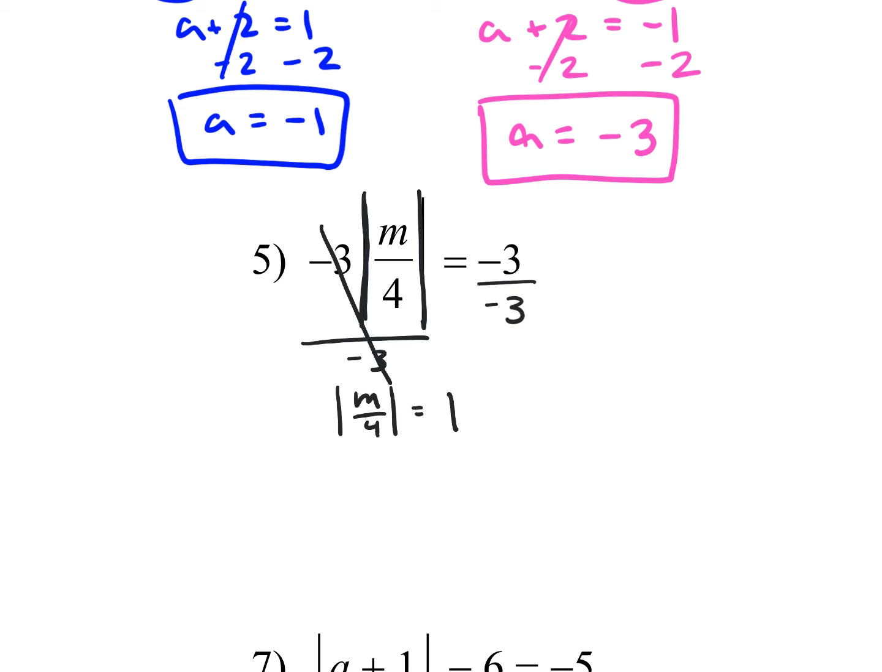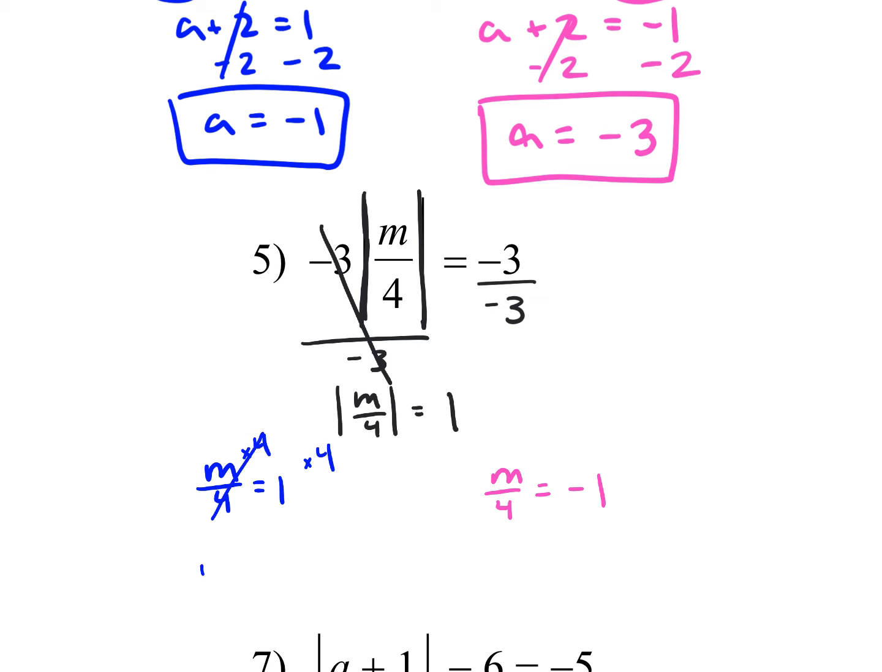Now that my absolute value is all by itself, I want to split this up into 2 equations. So I have m over 4 is equal to 1. And then what's my other equation? Awesome. M over 4 is equal to negative 1. So for my blue equation, how do I solve for m? If m is being divided by 4, what's the opposite of division? Multiplication. So I multiply both sides by 4.